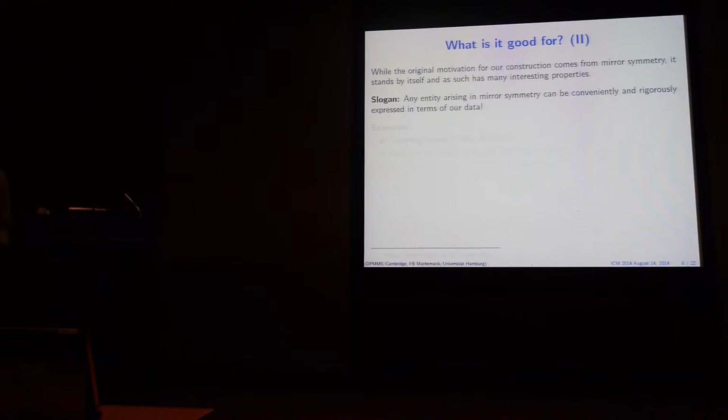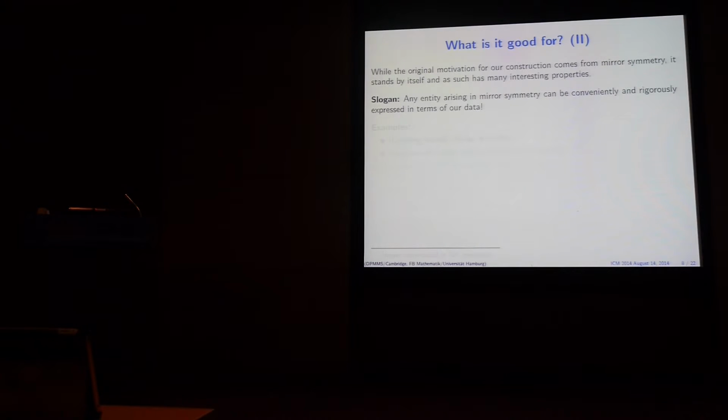Okay, so what is it good for? Part 2. The original motivation, as mentioned, came from mirror symmetry, but as you see, the construction of these families has nothing to do with mirror symmetry. It just stands by itself, and as such has many interesting properties. So we just construct some class of canonical degenerating families of certain algebraic varieties.